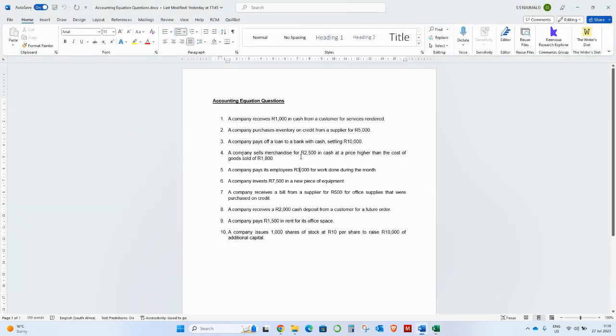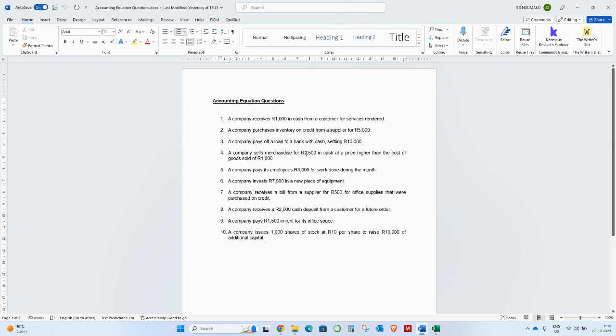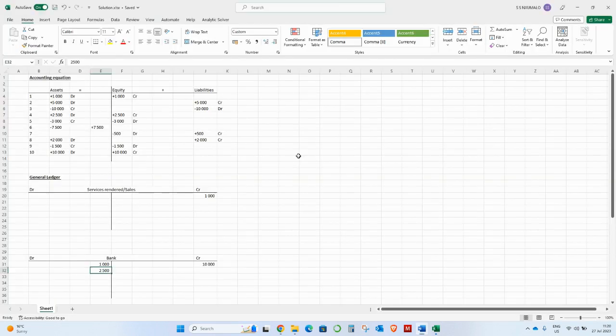So when you sell the merchandise, it says it was sold for cash. So our bank received money. Obviously it's an asset again, it increases on the debit side, it received money. We sold our merchandise, and then our equity also increased, which is our sales of 2.5. There you go. So you're done with this one.